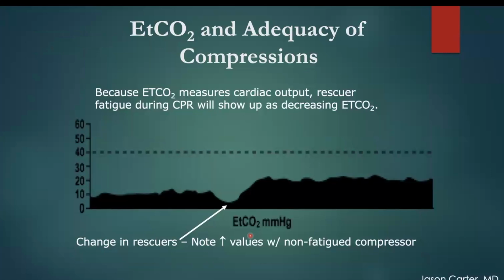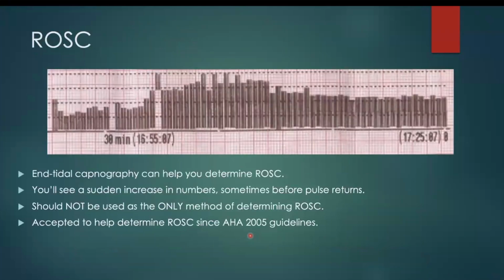This is another example. We've got relatively low end tidal numbers, but then as soon as that other rescuer comes in, those numbers go up. This is another example of when we had ROSC. The heart is much better able to pump than we are on it. And so a really good indication of ROSC is when you have this big bump in the middle of your time cycle. It may mean that at the next rhythm check you're going to have pulses, because all of a sudden that heart kicked in and was able to pump even more blood, which cleaned out some of the peripheral CO2, et cetera, that had built up.